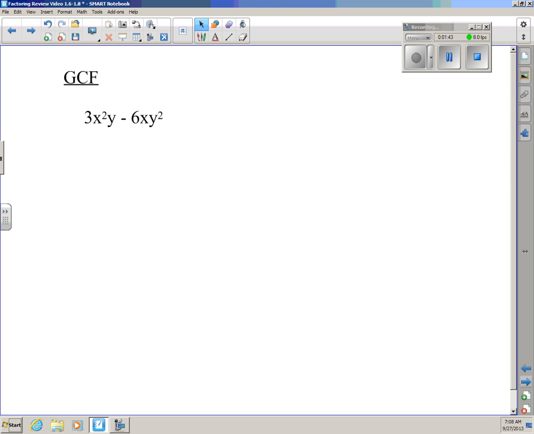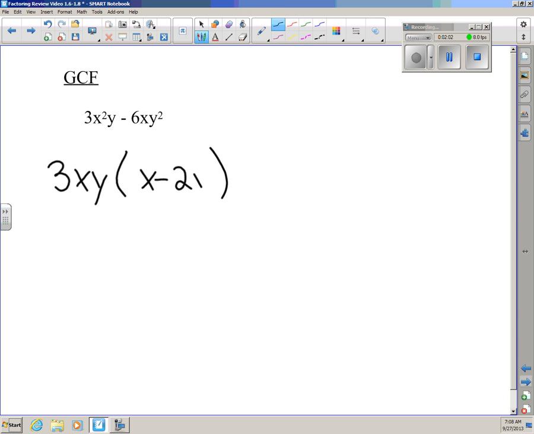Next is the GCF, the greatest common factor. It's a binomial. You want to factor out 3xy, leaving you with x minus 2y.